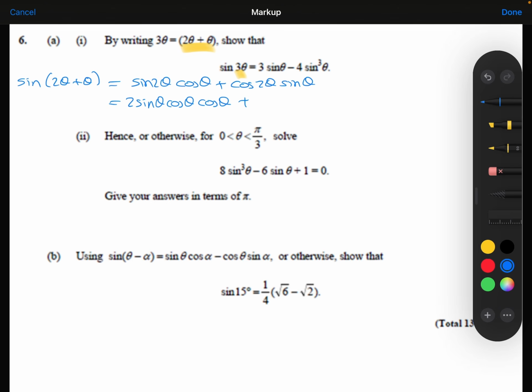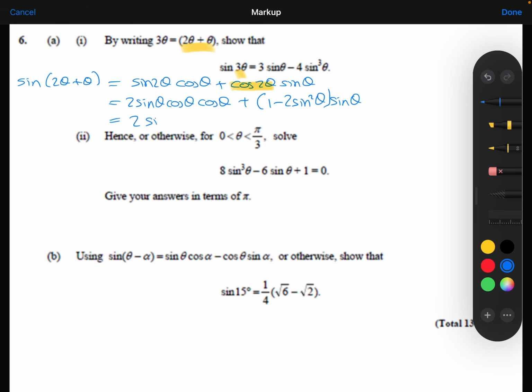Now the cos 2 theta here, I know there's 3 different ways I can write that. I'm going to write it solely in terms of sine. We want our answer in terms of sine. So I'm going to replace this with 1 minus 2 sine squared. I know they are the same thing. Let me simplify this a little bit then.